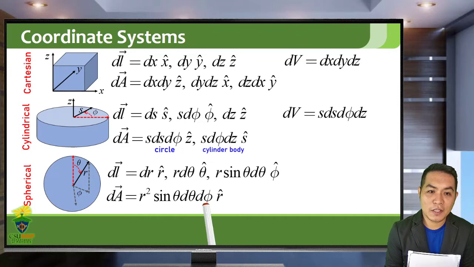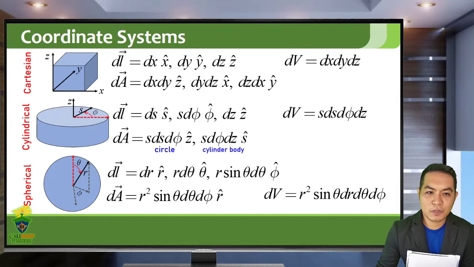And for the differential volume in spherical coordinate system, you just multiply the three differential line elements, dr, r d theta, and r sine theta d phi. And for a sphere, if you integrate this, you will get a value of 4/3 pi r cubed, the volume of a sphere.